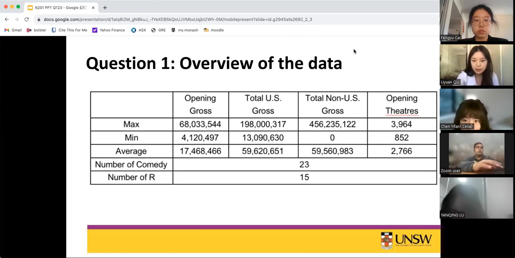In the dataset provided, 23 of them are comedies and 15 movies are rated R. Such a breakdown helps to further explore the impact of different genres and ratings on the film's success. By digging deeper into this data, we can better understand the relationship between various variables in the film industry, and thus improve the prediction accuracy of film success. Coming up next, my groupmate is going to analyze question number 2.